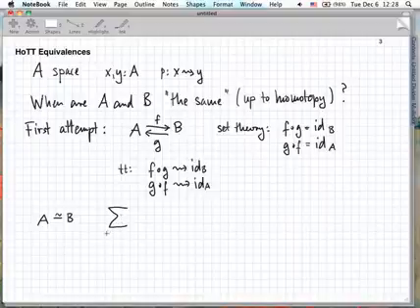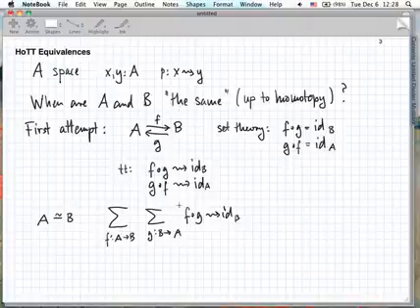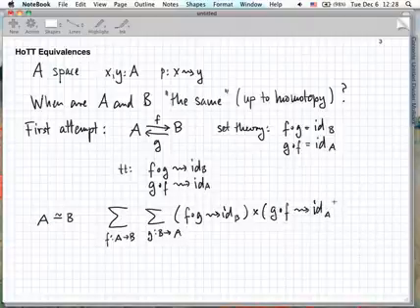So there exists an F from A to B. There exists a G from B to A, such that F composed with G has a path to the identity on B, cross G composed with F has a path to the identity on A. So we would speak about the space of A and B being equivalent.